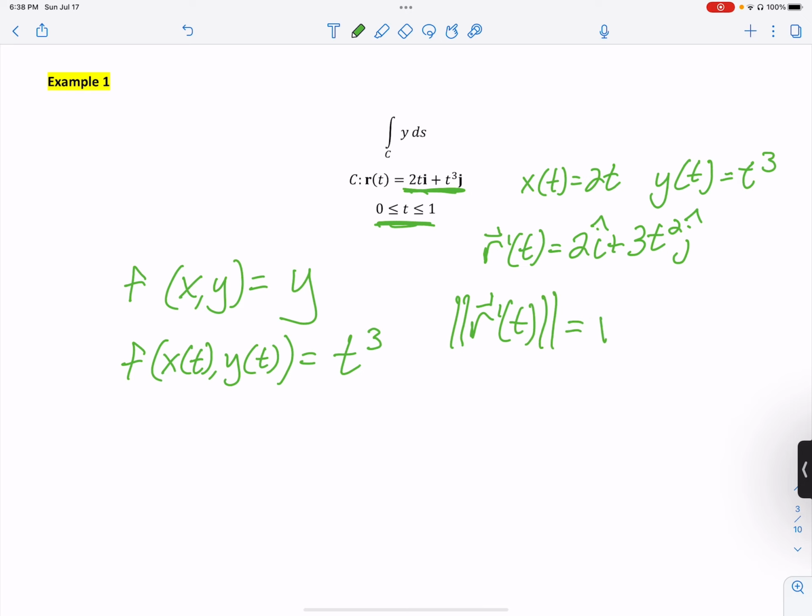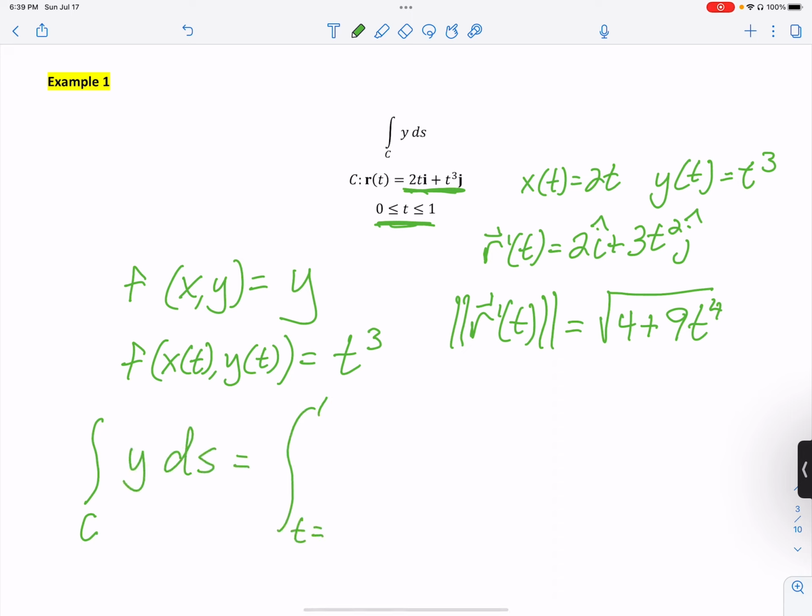All right, doing that, that's the square root of... plugging all that in, I got 4, plus I squared the next one, 9t to the 4th. Great. So that means that this integral over C, that curve, of y ds is the same thing as, we're going to switch them to t, and they told us t goes from 0 to 1.